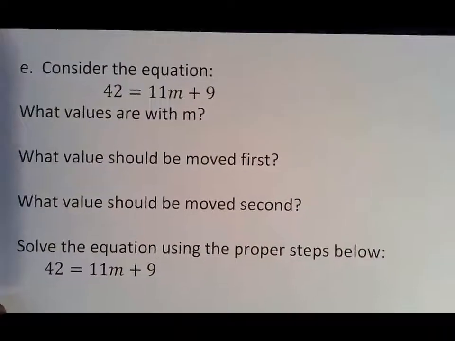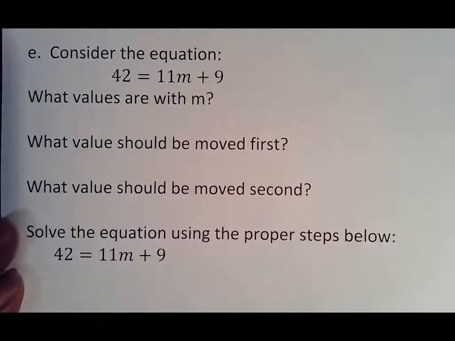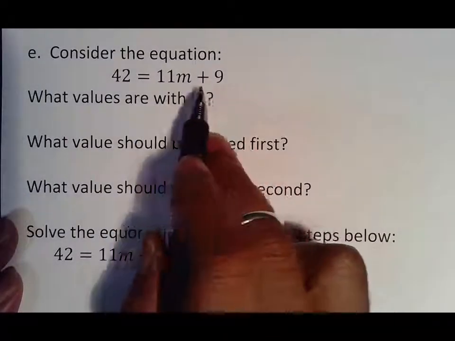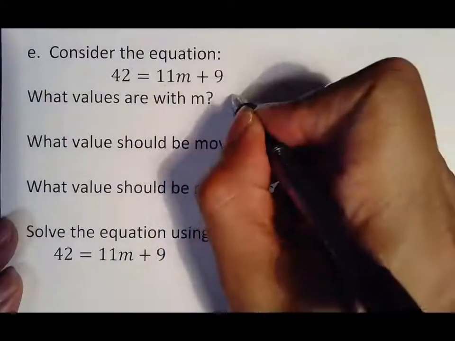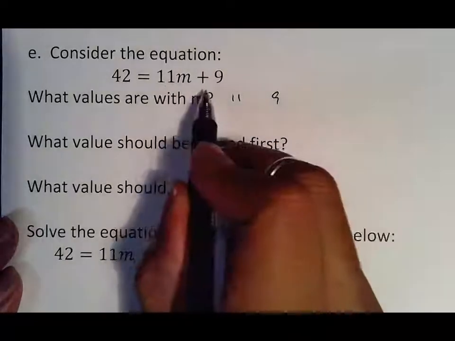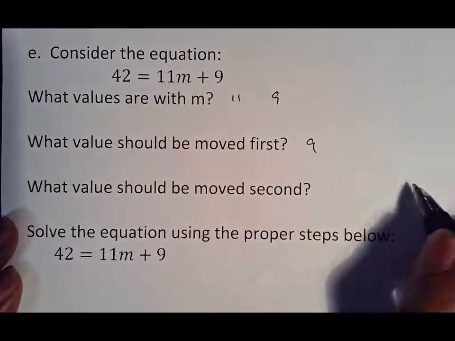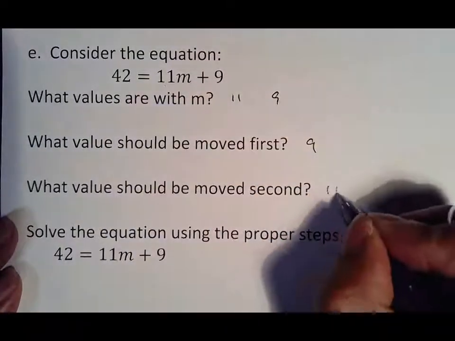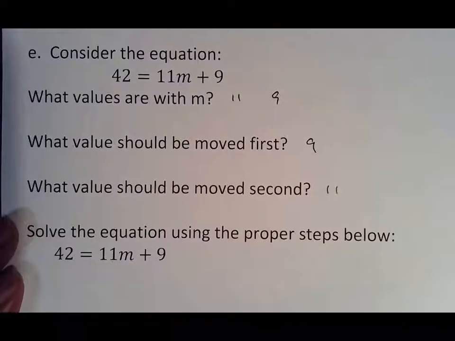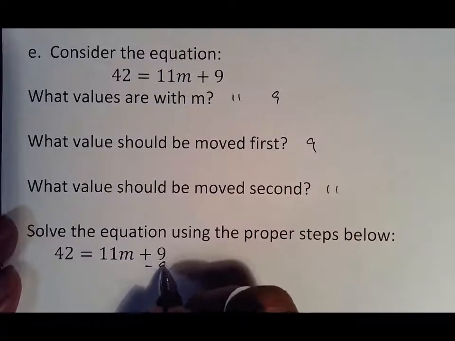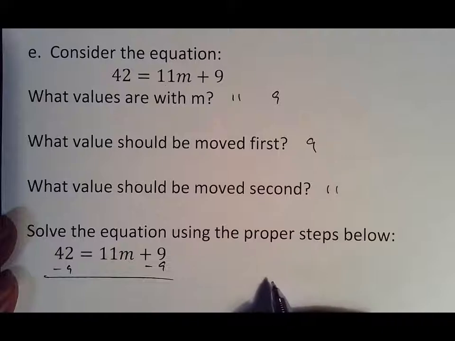Then one more before we wrap this thing up. 42 equals 11m plus 9. Again, the values with m are 11 and 9. The first value to move should be the added or subtracted value. The second value to be moved should be the number that is right next to it. How do we move a plus 9? Well, that is by subtracting 9 here, subtracting 9 there.